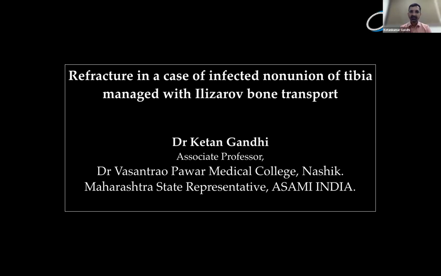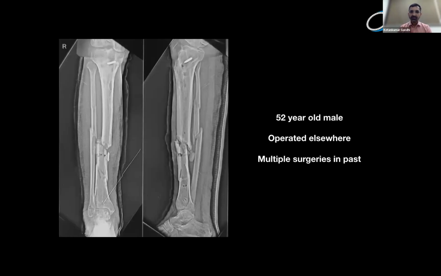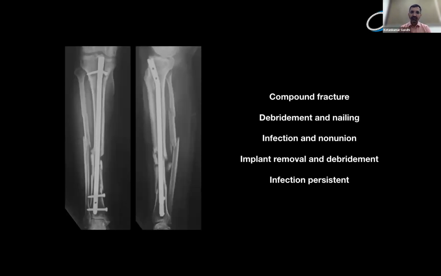I am presenting a case of infected non-union of tibia, which was managed with Ilizarov bone transport, and then we had a refracture. So this was a 52-year-old male, operated elsewhere. This was the X-ray when he presented to me. He had multiple surgeries in the past. He did not have a record of all those previous X-rays, but I could find this one. This was the immediate post-op after his open fracture.